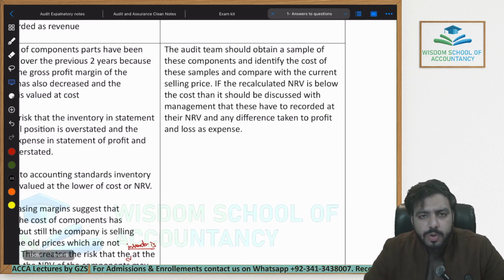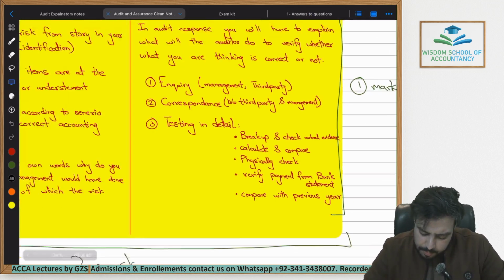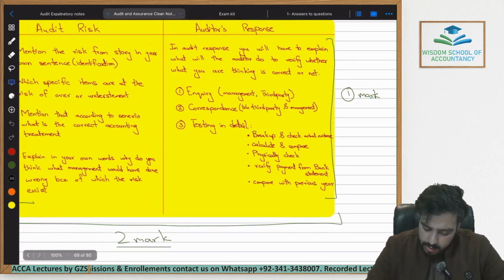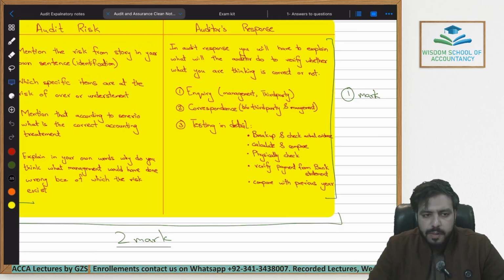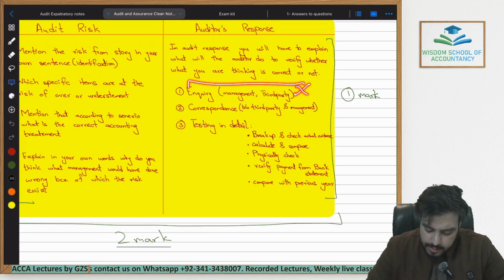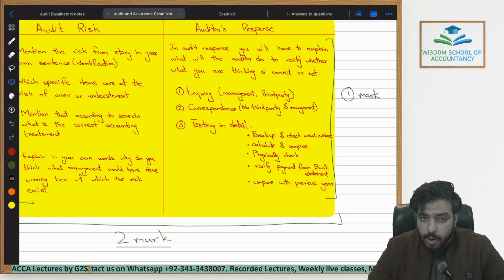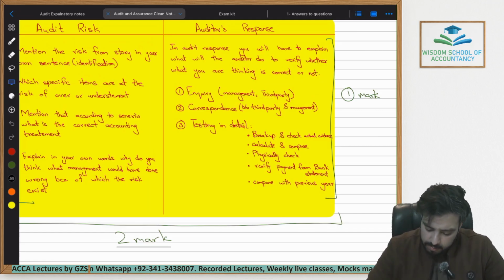So, what can we do? What can an auditor do in this case? What is the appropriate response in this case which an auditor can do? Can we discuss with the management? Obviously, no. Discussing with management is not going to let us know whether there is a risk or not. In this case, we will never know. Yes, we can discuss with the management and ask them, have you recorded them? Have you calculated their NRV or not? We can discuss. But let's talk about testing in detail.